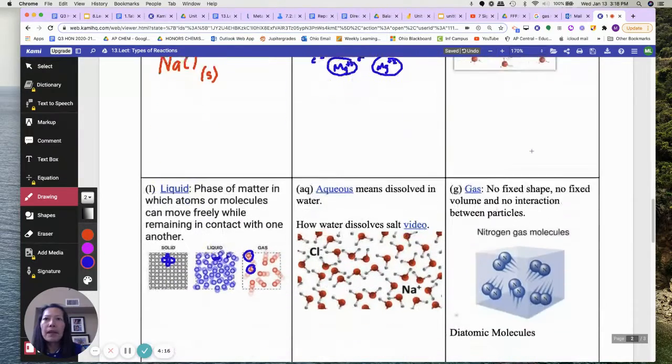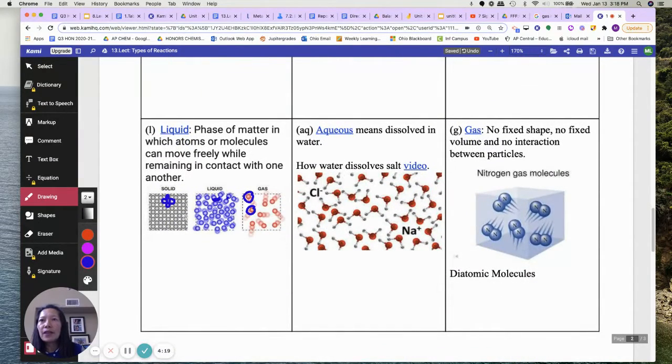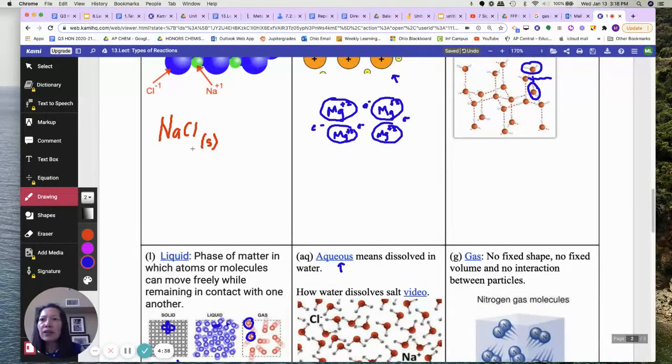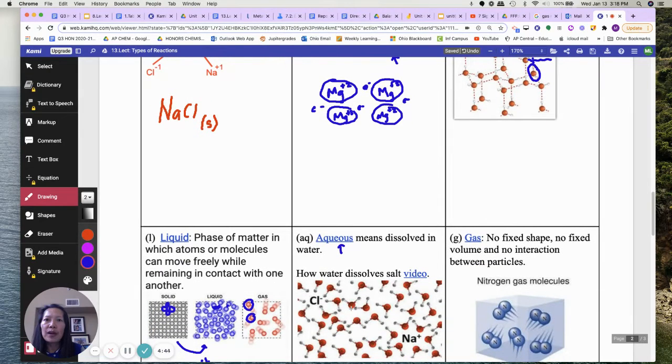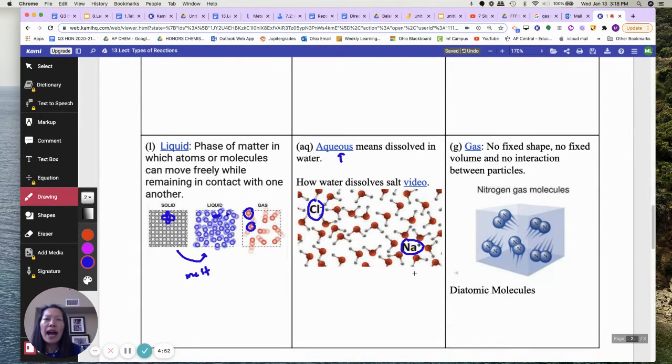So the liquid is easy. From a solid, you melt it, you give it a little bit of energy, and instead of just vibrating in place, they can now freely move past each other, but still in contact. Aqueous means when you take salt and put it in water, the Na and the Cl, these two circles right here, are separated by water. So here's one ion, and here's another ion. If you watch this video here, it shows you how an ionic solid is dissolved.